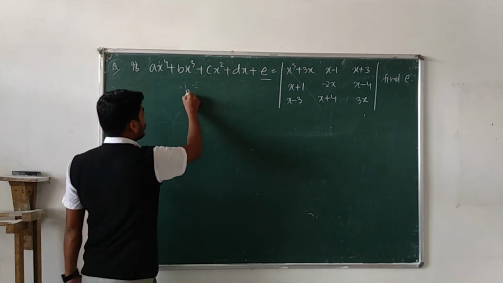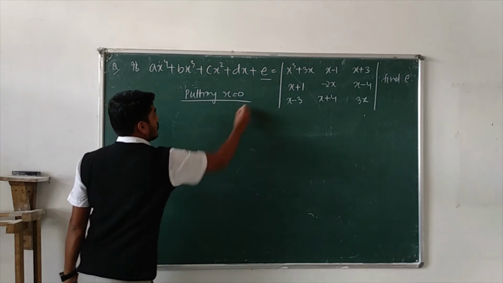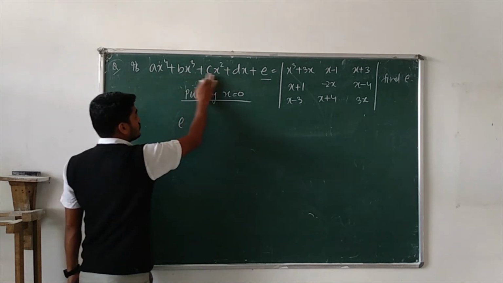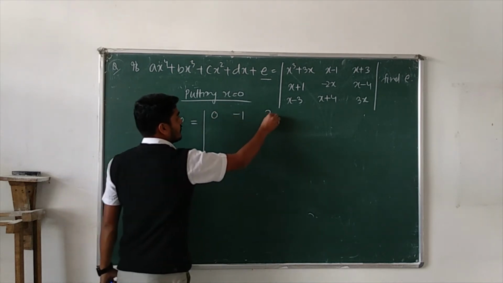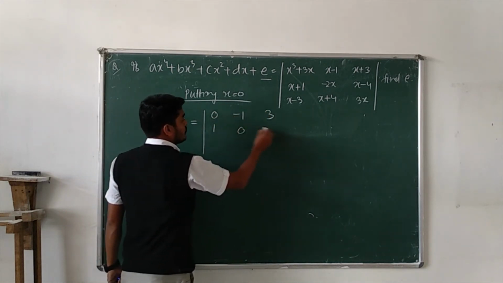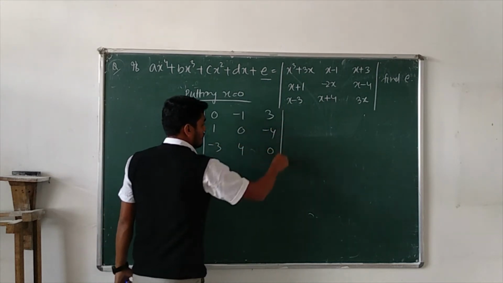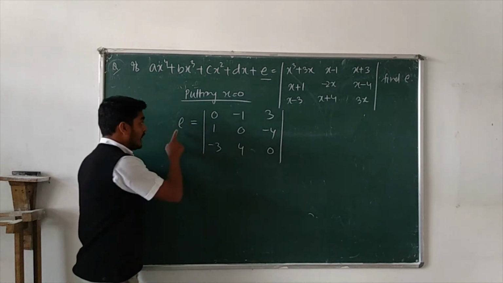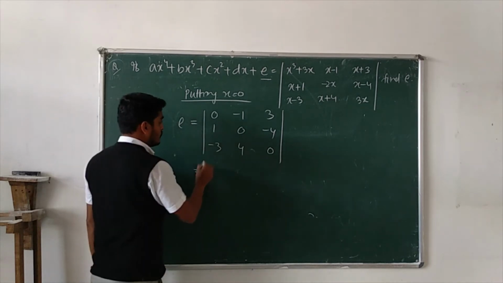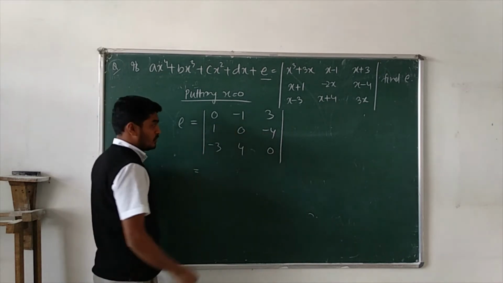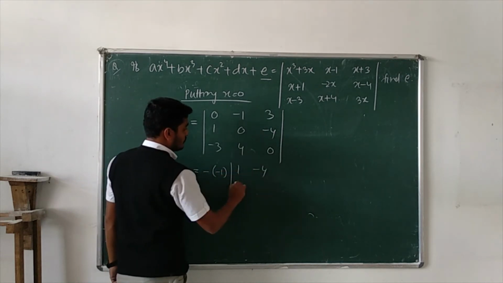So let us consider putting x is equal to 0 on both sides. The left hand side will become 0, 0, 0, 0, so it will become e. And the right hand side will be 0, minus 1, 3, then 1, 0, minus 4, and minus 3, 4, 0. I think after putting x is equal to 0, we have got a particular value of e. Now we try to simplify and we have the value of e. So expanding with respect to the first row, minus of minus 1, for this we will have 1, minus 4, minus 3, 0.